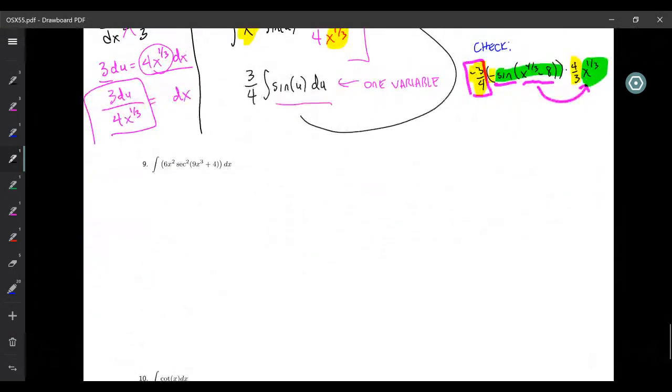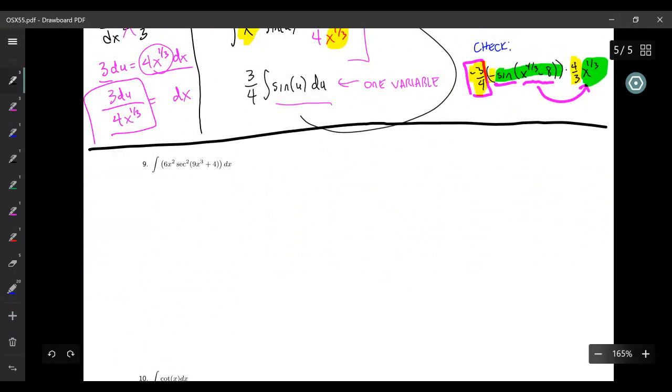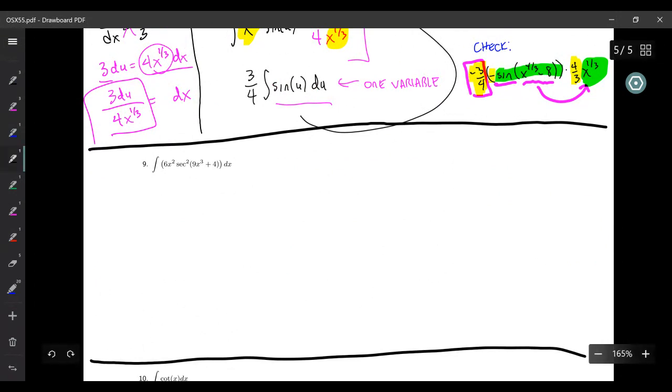All right, let's look at number 9. All right, so you do a quick scan again. We have this as my inner function. Secant squared of something, the tangent's derivative is secant squared, so that's a good indication. Right, so we have this as my u.